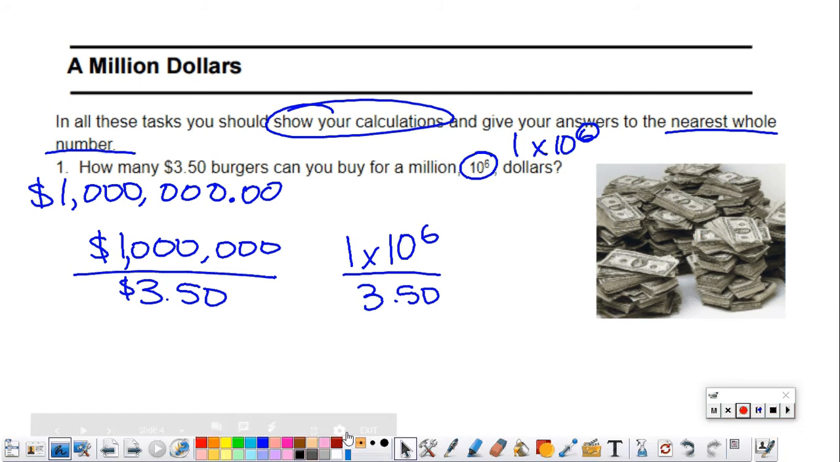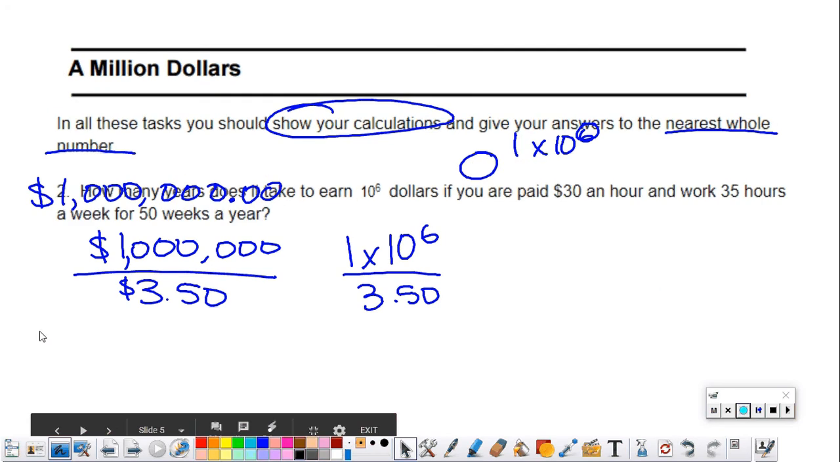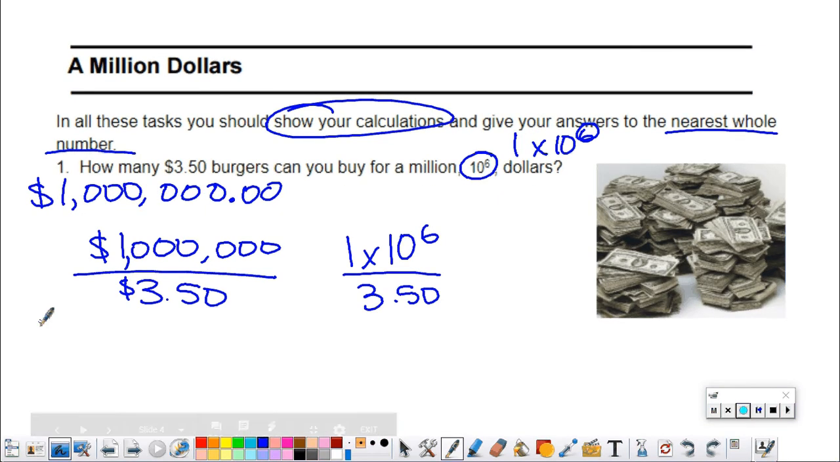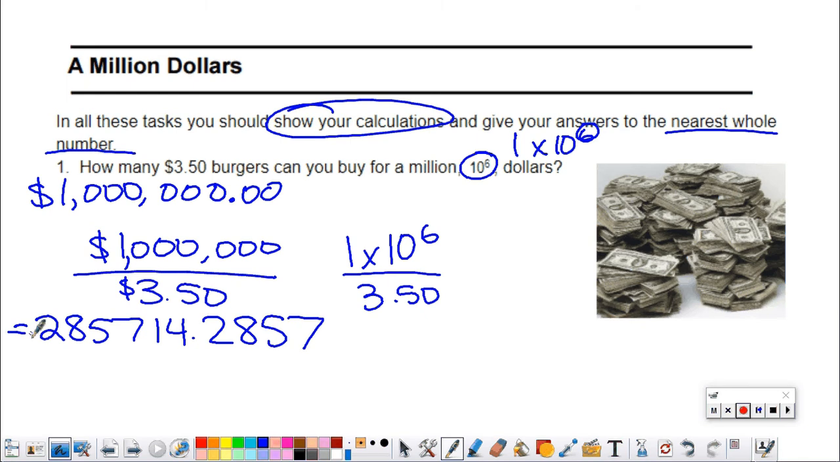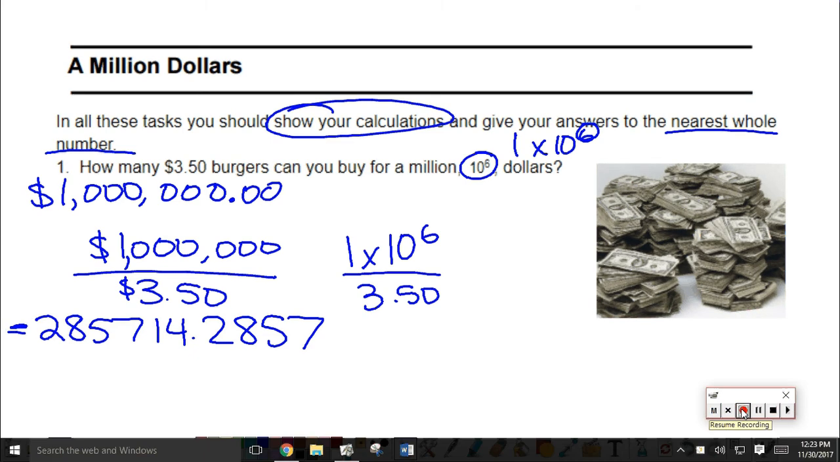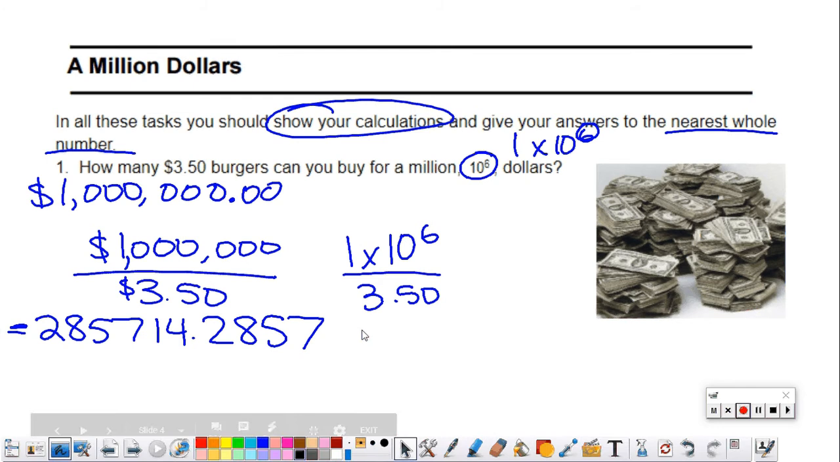Okay? What is that value that you got? 285,714 decimal 2857. Okay, I want you to write down that whole number. Write down every part of that number, please. What does that number represent? Eva says the number of burgers you can buy with $1 million. Do y'all agree? Is that burgers or is that dollars? That's burgers. Okay, so this is burgers.